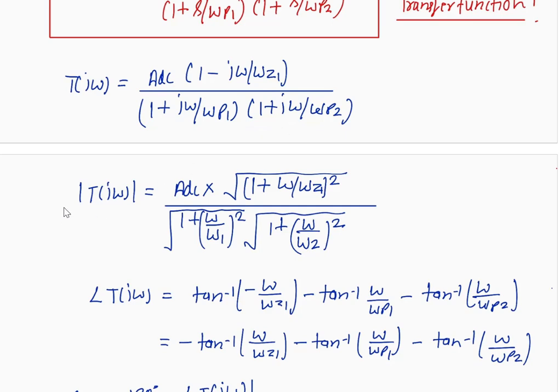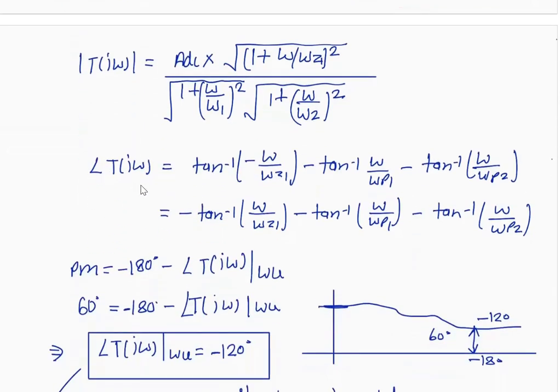Now we will see the magnitude and phase contributed by this op-amp across all frequencies. The magnitude across all frequencies is given by this term, so at different frequencies it will be a different magnitude. The phase contributed by this op-amp across frequency will be this one, tan inverse of minus omega by omega z1. Since poles are in the denominator, they come as negative, and the zero is on the right side, so that also contributes negative. So all three terms become negative.